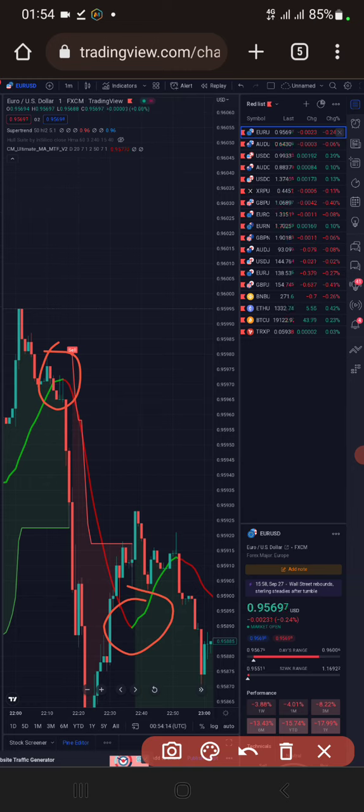So that's just basically the use of moving average. And you can also use the moving average to detect trend also. Like when you have your 200 moving average, when the price is below, you are in a sell trend, and when the price is above, you are in a buy trend. So that's just basically how the moving average works.